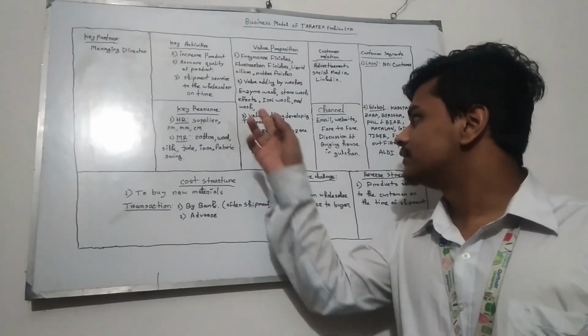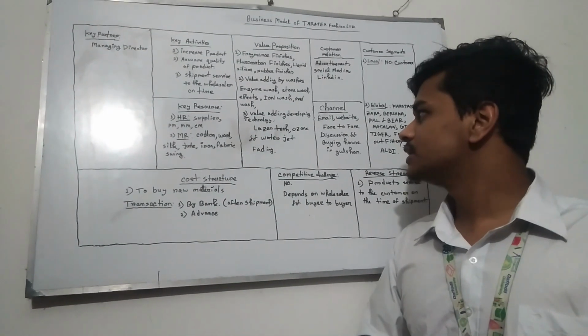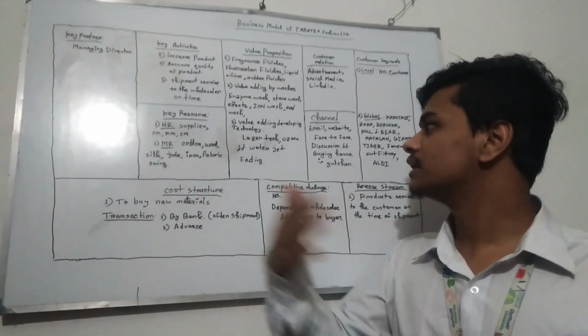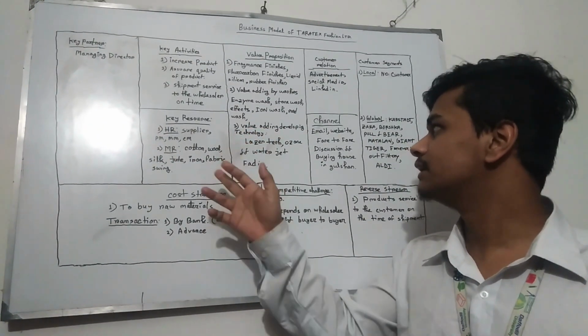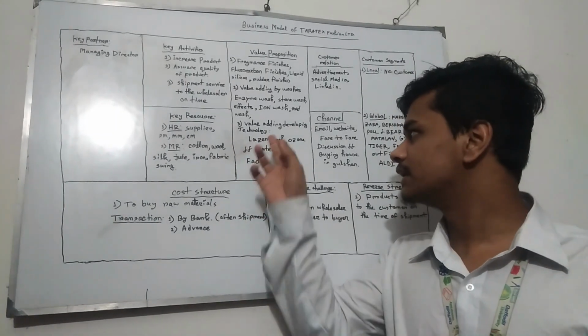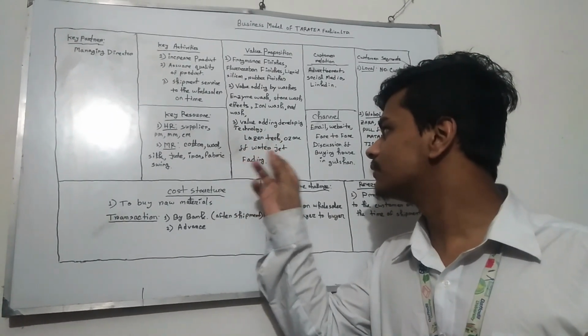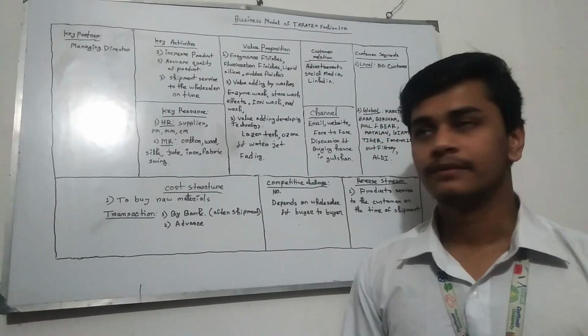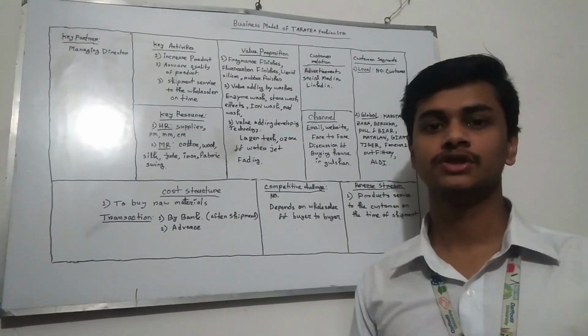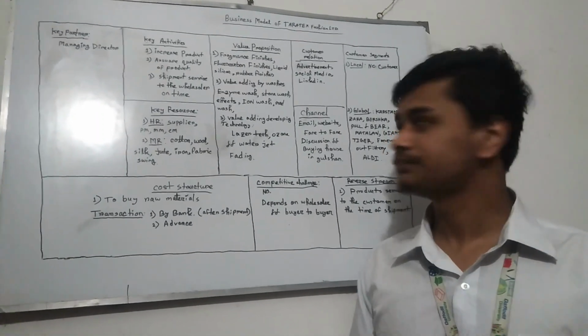The three points we noted when we discussed the value proposition of their organization. We can see that they are developing diverse types of technology like laser tech, ozone tech, water jet, and fading. Now I will elaborate the customer relation, how they build up their relation with their customers.